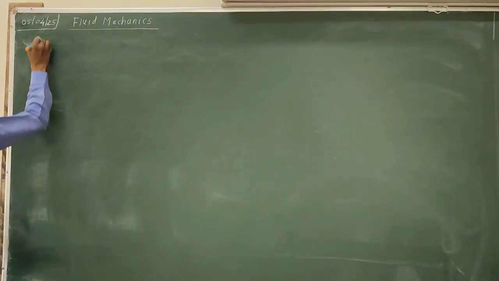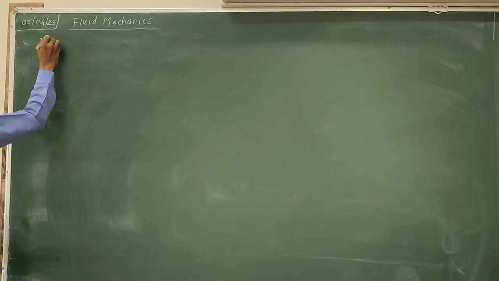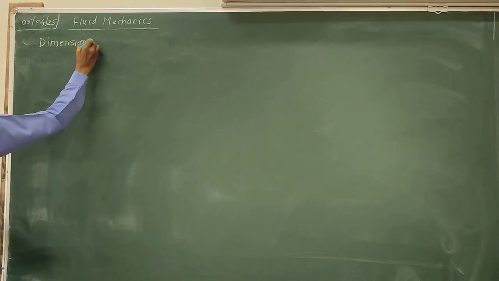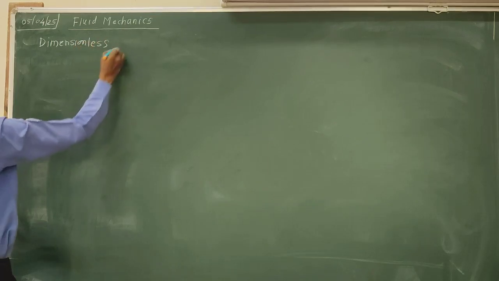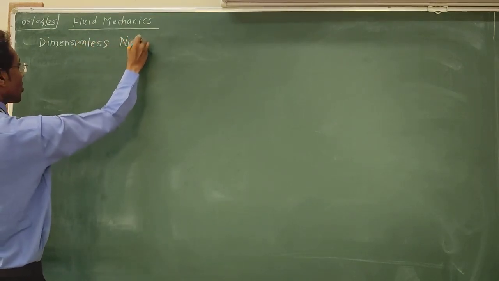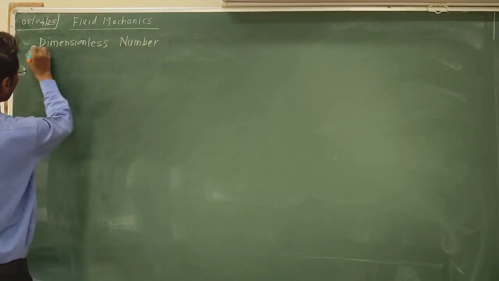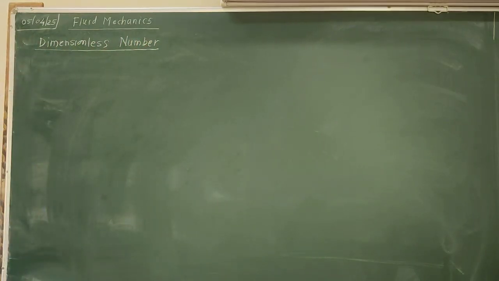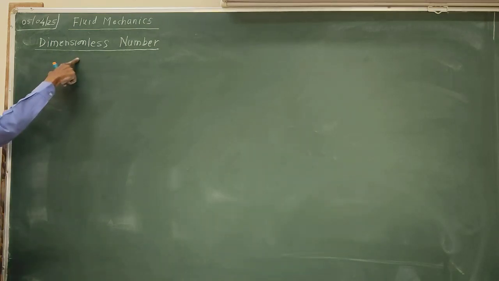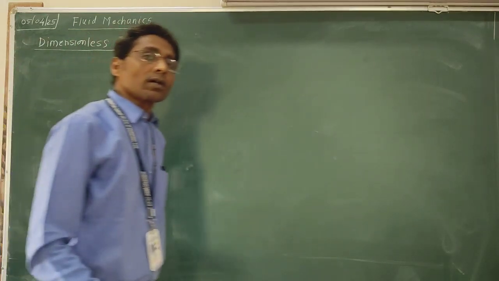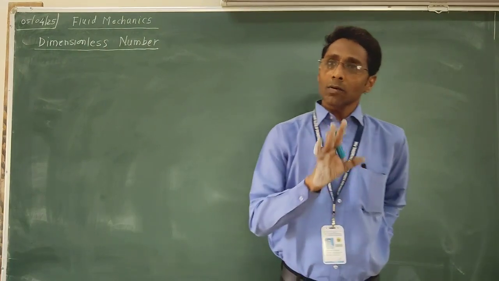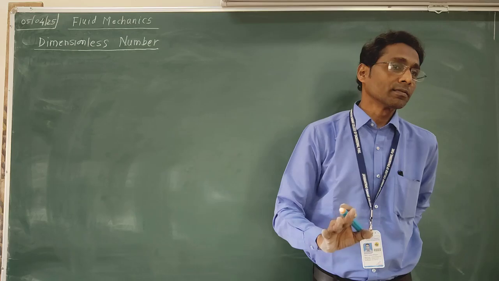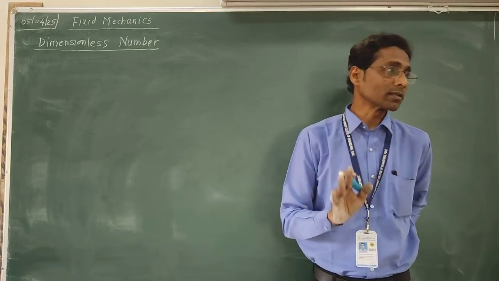Next part is to know about dimensionless number. The wording itself says something. Dimensionless is any quantity or any property which has no unit. That is called dimensionless.